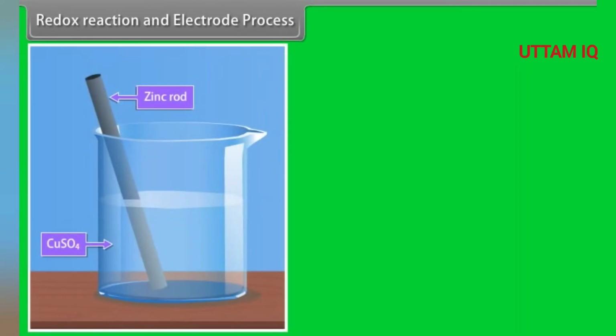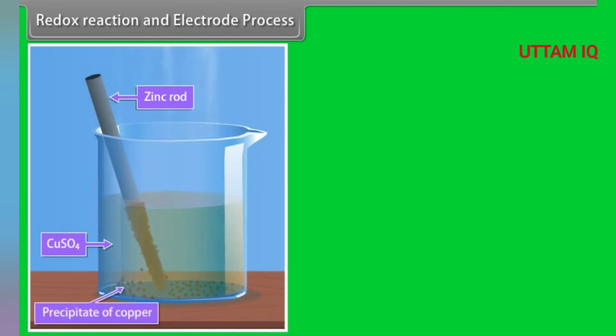For example, if a zinc rod is immersed in copper sulfate solution taken in a beaker, a spontaneous reaction takes place and the following observations are made. Zinc rod starts dissolving and loses its mass gradually. The blue color of CuSO4 solution slowly fades. A reddish-brown precipitate of copper settles down at the bottom of the beaker.